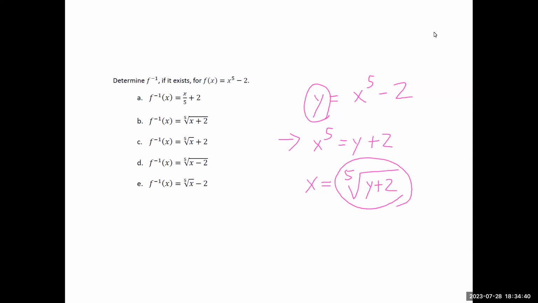Now, in order to put our function back in standard notation, we're going to use x as the input variable. So all we're doing going from the fifth root of y plus 2 back to our function is replacing y with x. So we see that our function f inverse of x is given by the fifth root of x plus 2, which is answer choice B here.